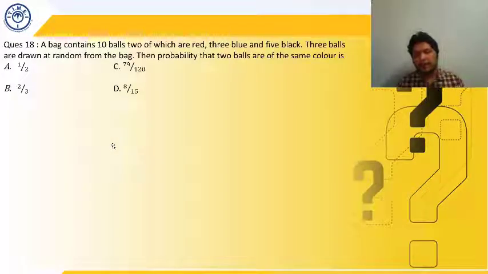So just take 30-40 seconds, then I'll be solving the question for you. So just get an idea what has to be done in this question.